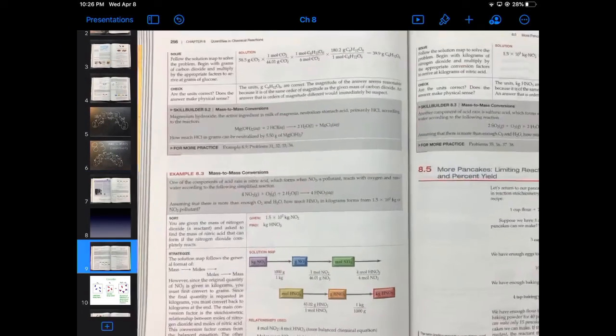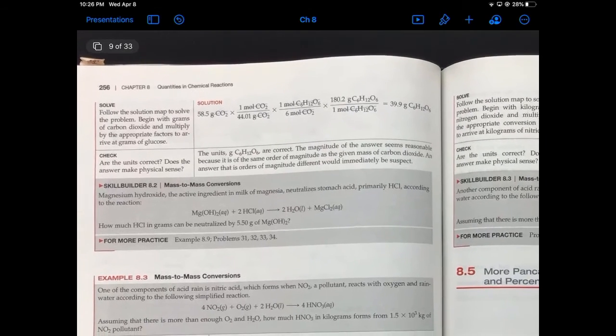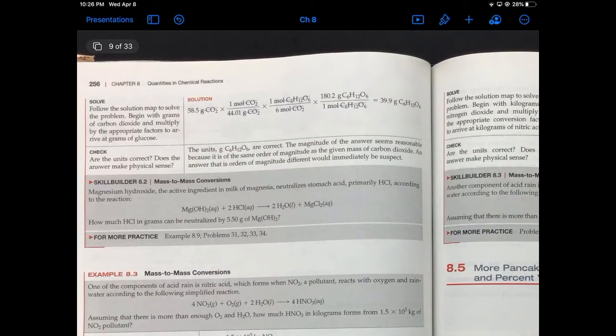Here you go. On the next page, at the top there, you can see they take 58.5 grams of CO2, convert it to moles of CO2, and then the next conversion factor goes from moles of CO2 to moles of glucose, this special conversion factor there. And then we go from moles of glucose to grams of glucose. Look at all the units canceling. That's kind of rewarding and satisfying to look at.